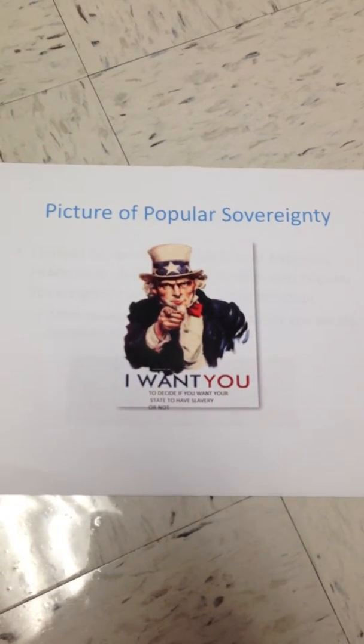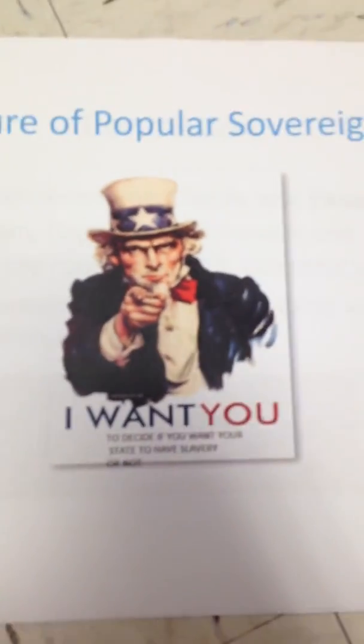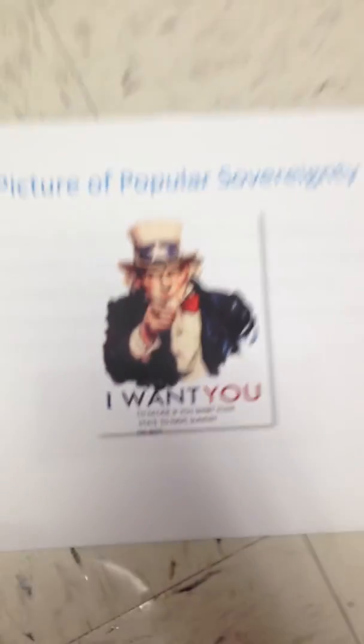This is a picture of Uncle Sam. We learned that slavery is a big part of popular sovereignty in making decisions. So this is saying that you can or cannot be for slavery.